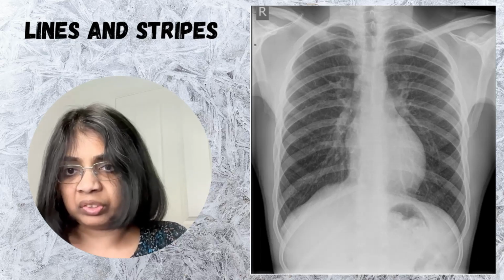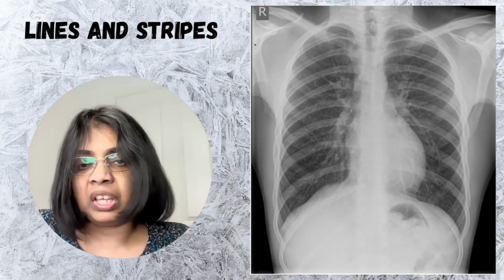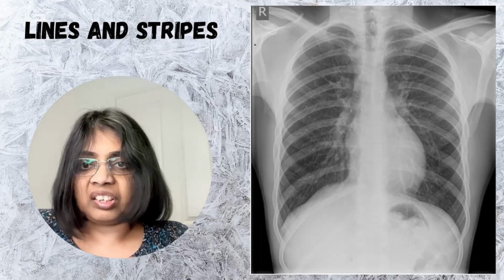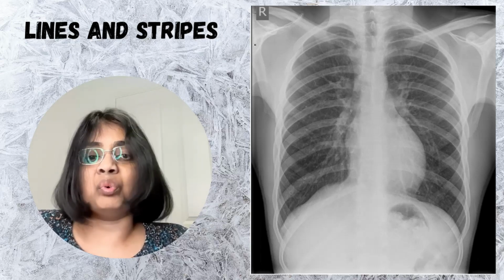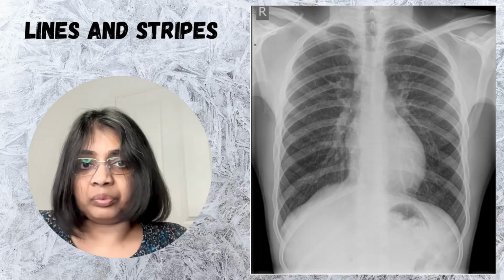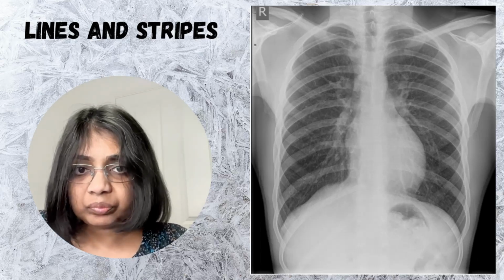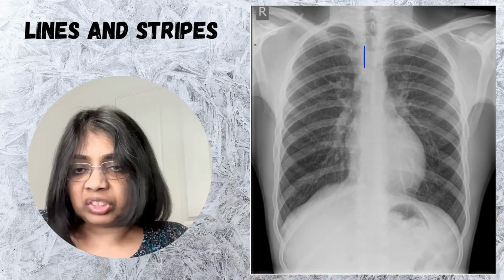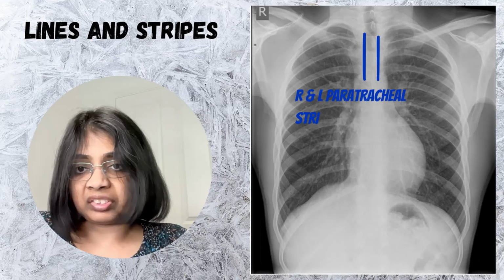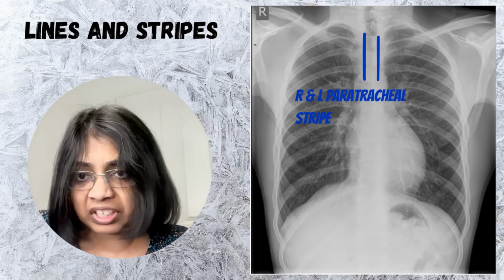Next, we're going to move on to the stripes. Typically, these are thicker lines and are seen when thicker anatomical structures are outlined by air. So you've got the paratracheal stripe on either side, the right and left paratracheal stripe.